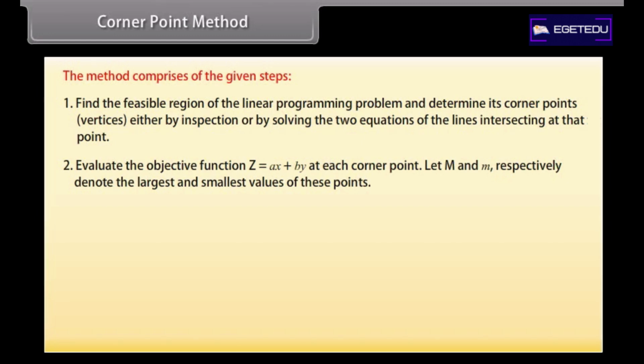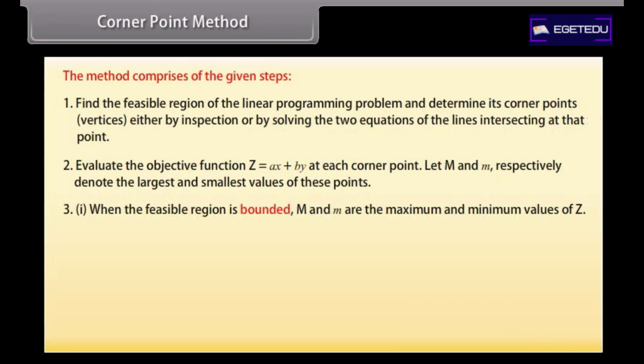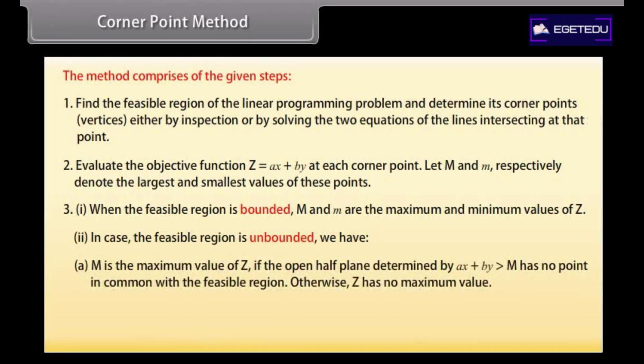Let M and m respectively denote the largest and smallest values of these points. 3. (a) When the feasible region is bounded, M and m are the maximum and minimum values of z. (b) In case the feasible region is unbounded, we have: a. M is the maximum value of z if the open half plane determined by ax + by > M has no point in common with the feasible region. Otherwise, z has no maximum value.